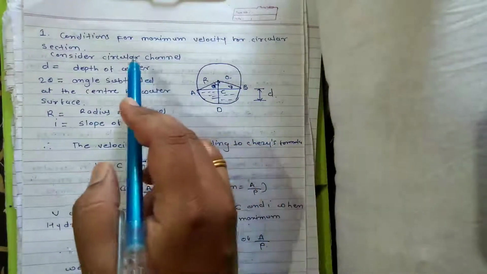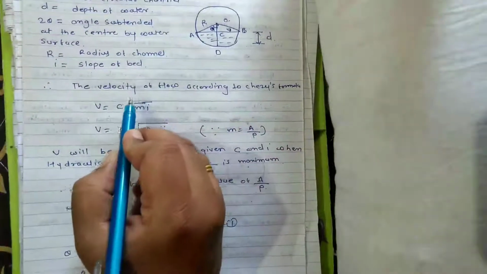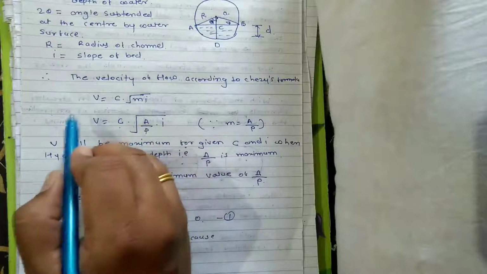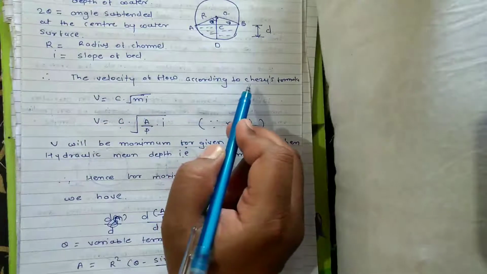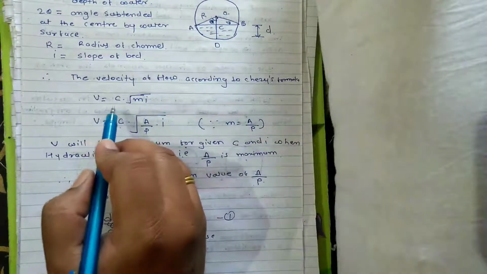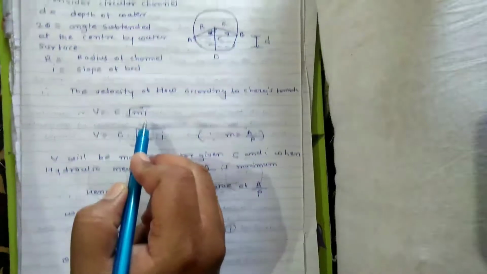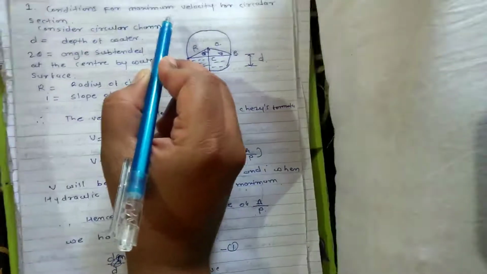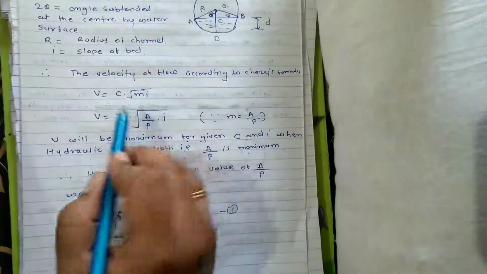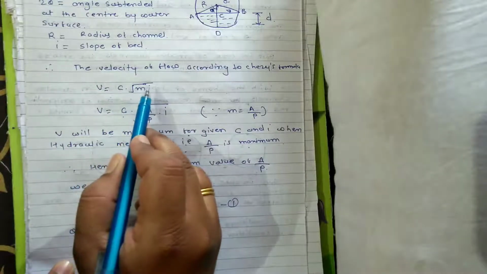Now, what is our first condition? That velocity is maximum, right? Now, as we know from the Chezy's equation, the velocity of flow according to Chezy's formula is V equal to C into square root of m i, right? Because we have to find out what are the conditions for the maximum velocity. So we know this equation, V equal to C into square root of m i.